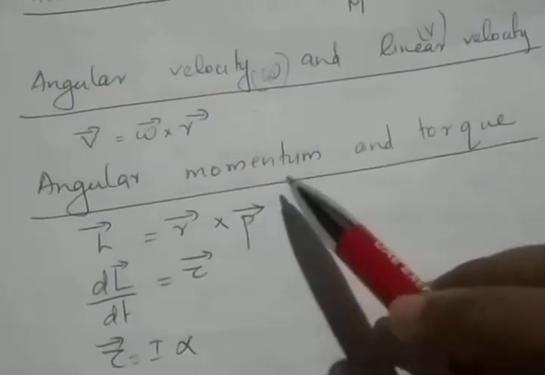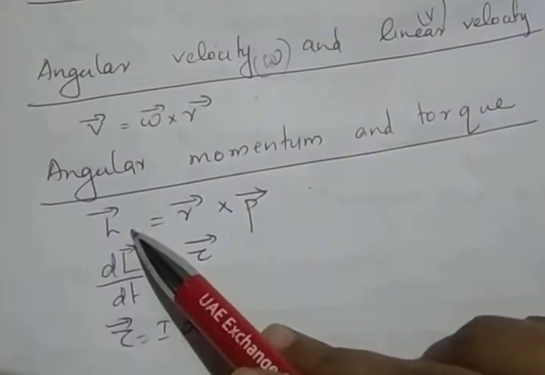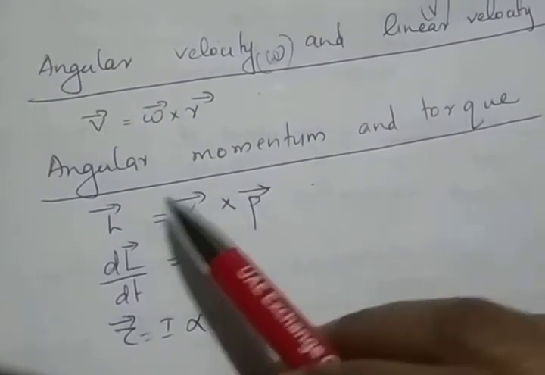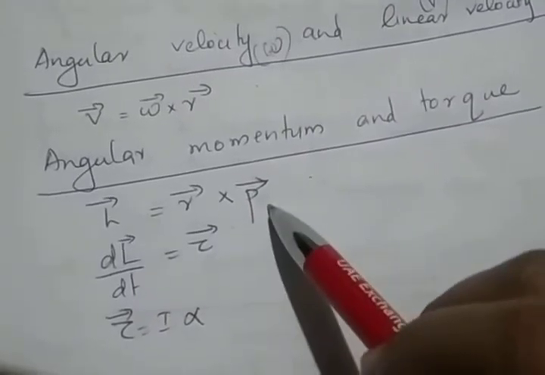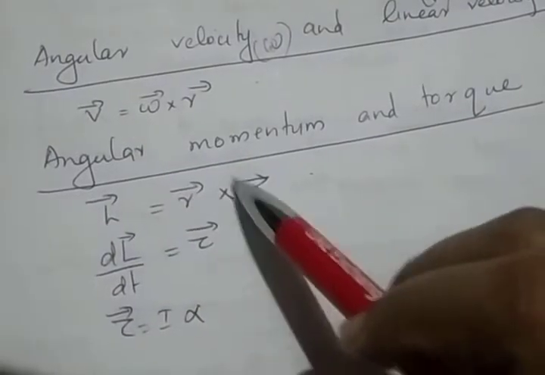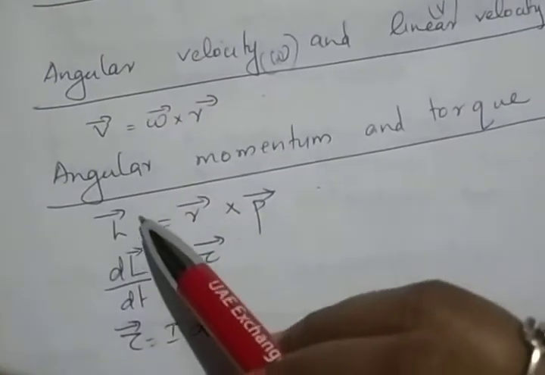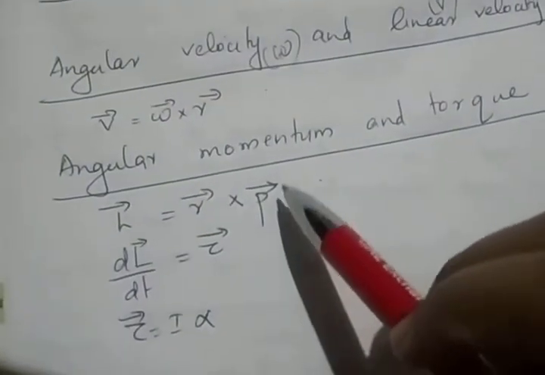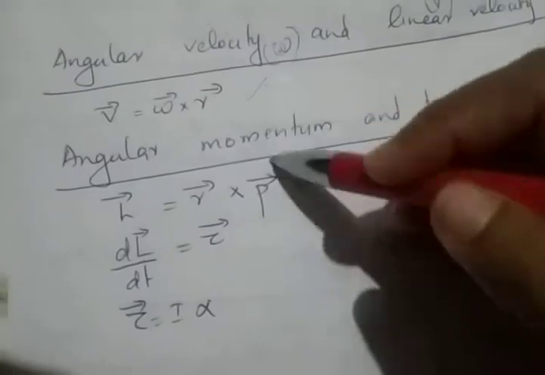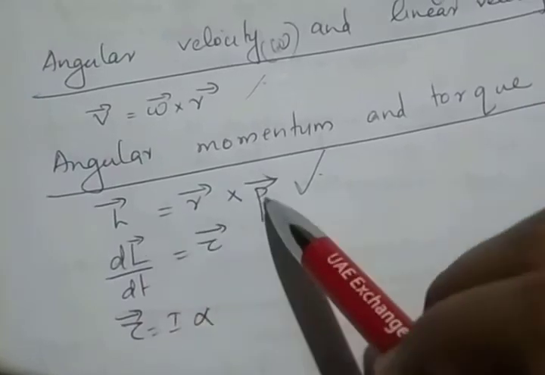Next is angular momentum and torque. You are familiar with the concept of torque. So angular momentum L is related to linear momentum P using this relation, L is equal to r cross P, where L is the angular momentum, P is the linear momentum. Just note the relation. You can expect this question for one word. This is also the relationship between angular velocity and linear velocity. This is the relationship between angular momentum and linear momentum.